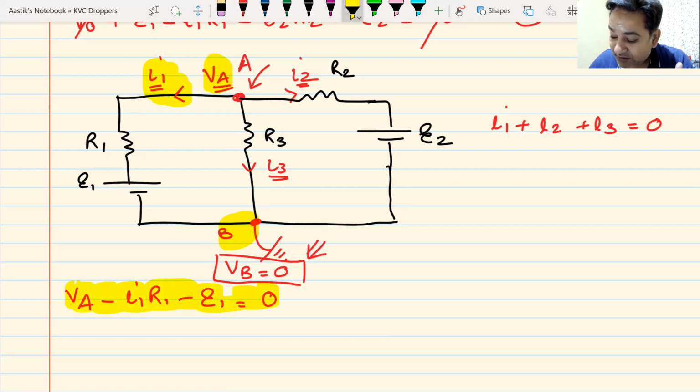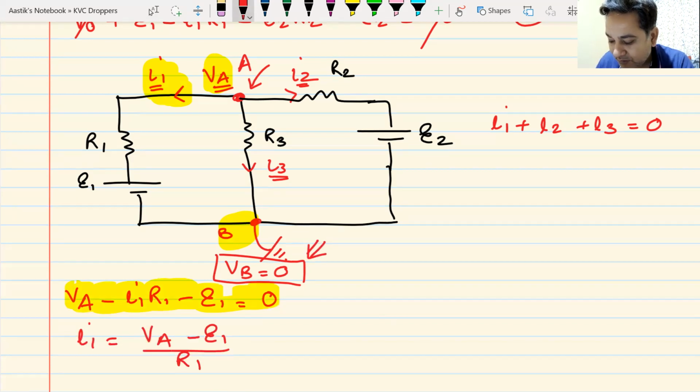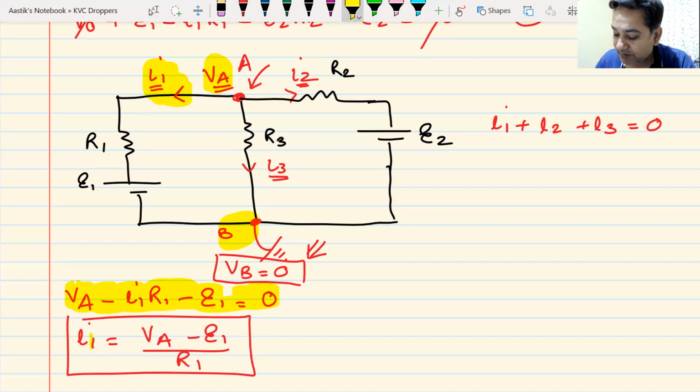This is the yellow equation that I get. I don't have to write it again and again. If you understand it once, I will be able to replicate it again. So from here, I can get the value of I1. The value of I1 will be simply equal to VA minus E1 divided by R1. Yes or no? Yes. This will be the value of I1.